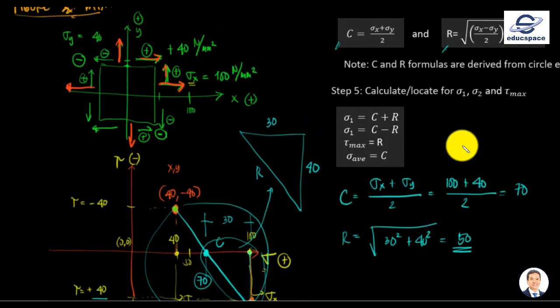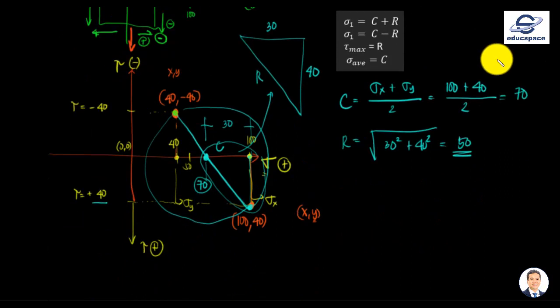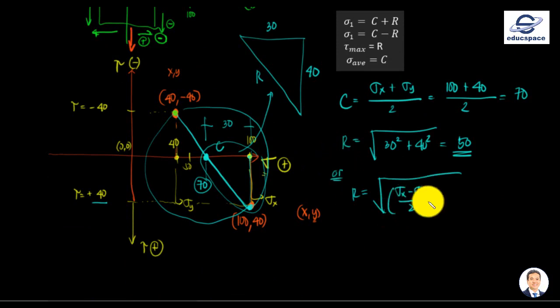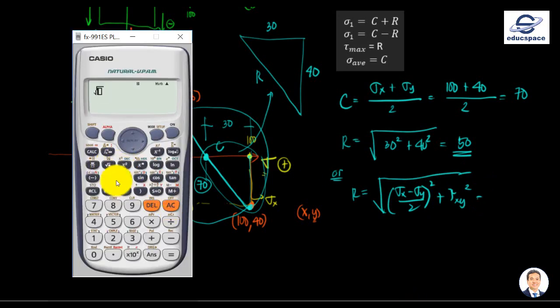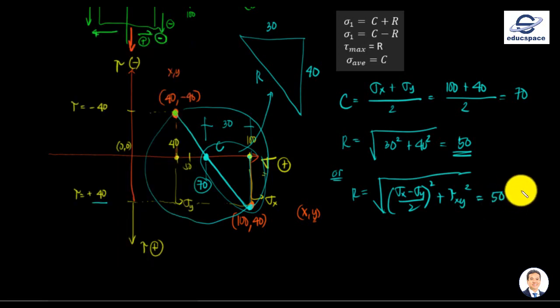Okay, so pwede natin i-double check yan using this relationship. Again, r is equivalent to the square root of x tapos y over 2 squared plus the shear stress squared. So, direct substitution na lang to. We have the square root of, open ko muna, and then we have 100 minus 40 tapos over 2 squared plus shear stress is 40. Cosine, so we have 50 newtons per mm squared.